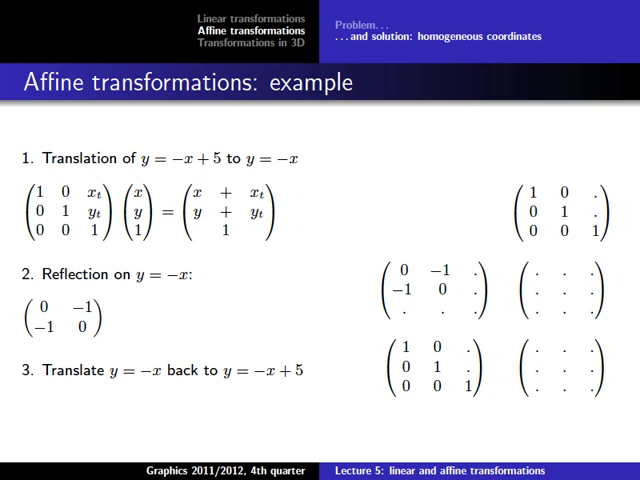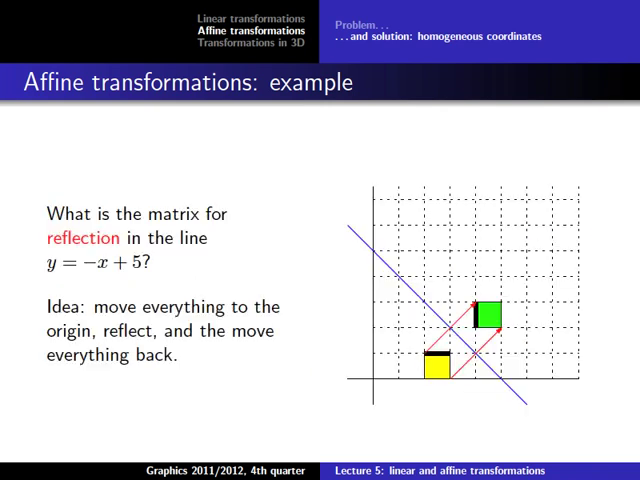We have a line y equals minus x plus 5, and we want to translate that to the line y equals minus x. So if we look at what we have to do here, we just take each point on the line and subtract 5 from it in the y coordinate and leave the x coordinate unchanged, and then of course we end up with the correct line here that goes through the origin.